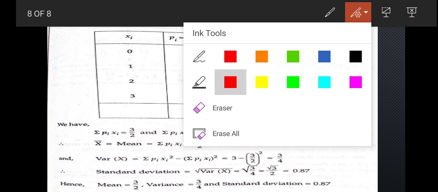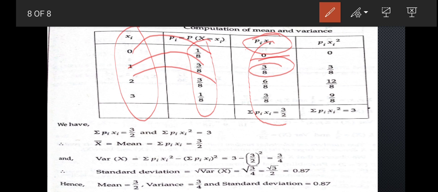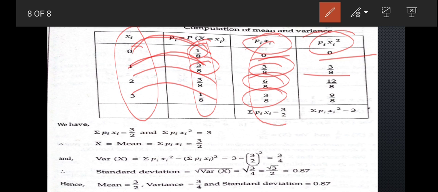Now we will find out the mean and variance. So first we will write xi values 0, 1, 2, 3, pi values 1 by 8, 3 by 8, 3 by 8 and 1 by 8. For pi xi, if you do pi into xi, what will you get? 0 into 1 by 8, 0; 1 into 3 by 8, 3 by 8; 2 into 3 by 8, 6 by 8; 3 into 1 by 8, 3 by 8. And if you find pi into xi square, so pi is 1 by 8 into 0 square, it's 0. 3 by 8 into 1 square, it's 3 by 8. 3 by 8 into 2 square, it's 12 by 8. 1 by 8 into 3 square, it's 9 by 8.